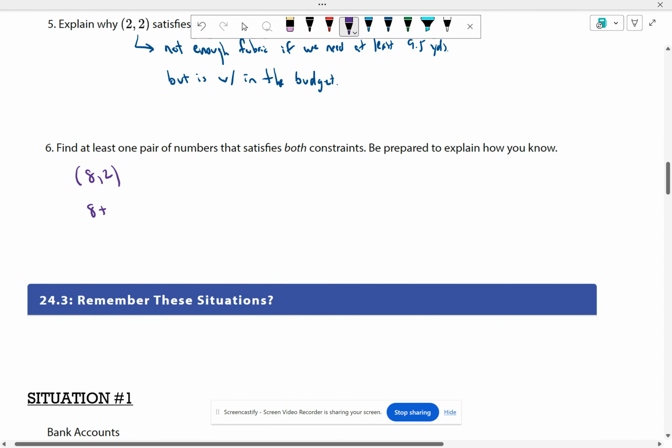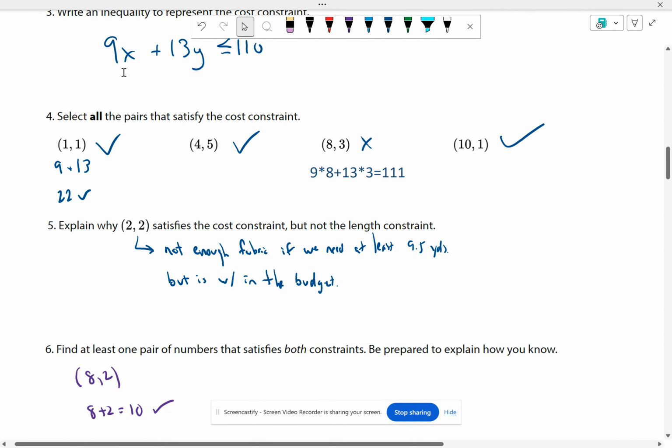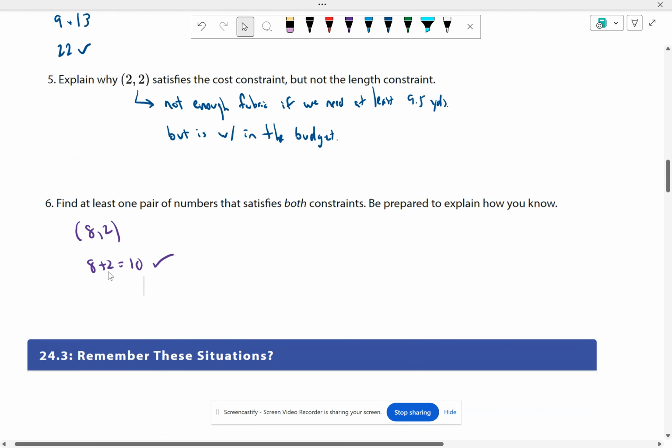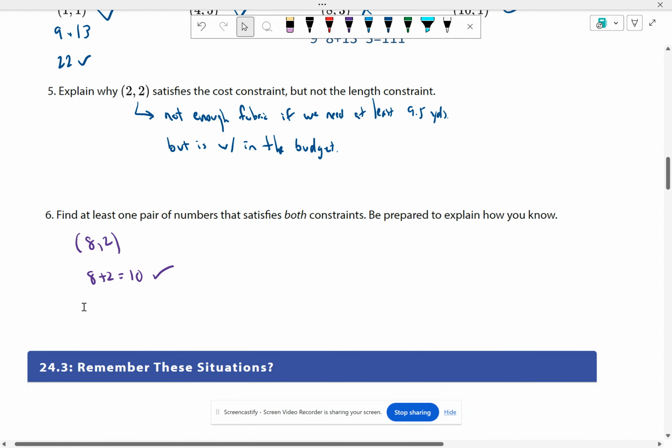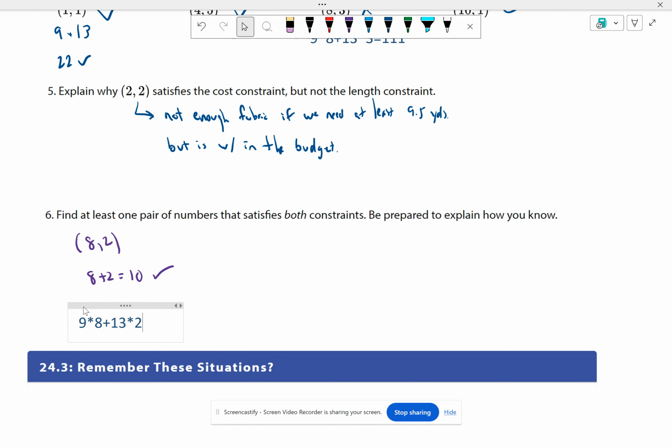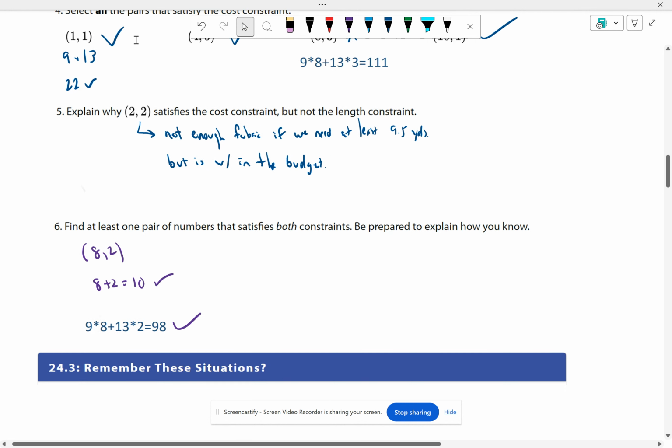Now 8 plus 2 is 10, which does meet my length constraint. That has to be at least 9.5. And for my cost constraint, remember it's $9 for each yard of light fabric. So 9 times 8. And it's $13 for each yard of dark fabric, 13 times 2. And that gives us $98, which is within our $110 budget. So that is a solution to the inequality.